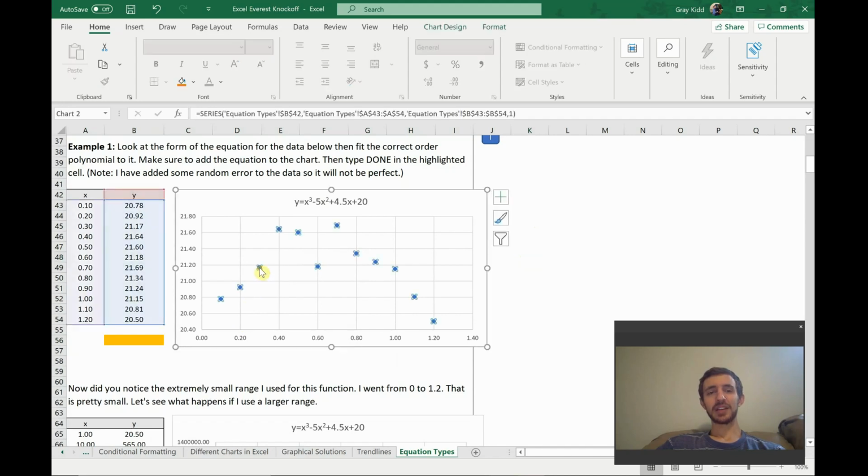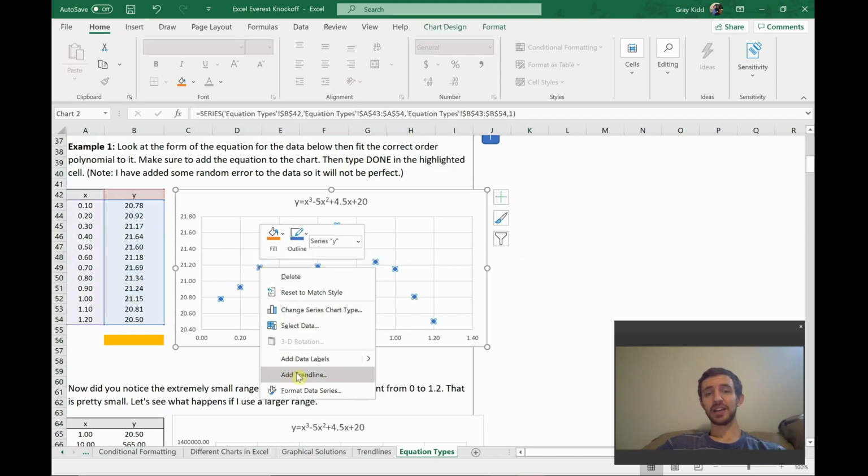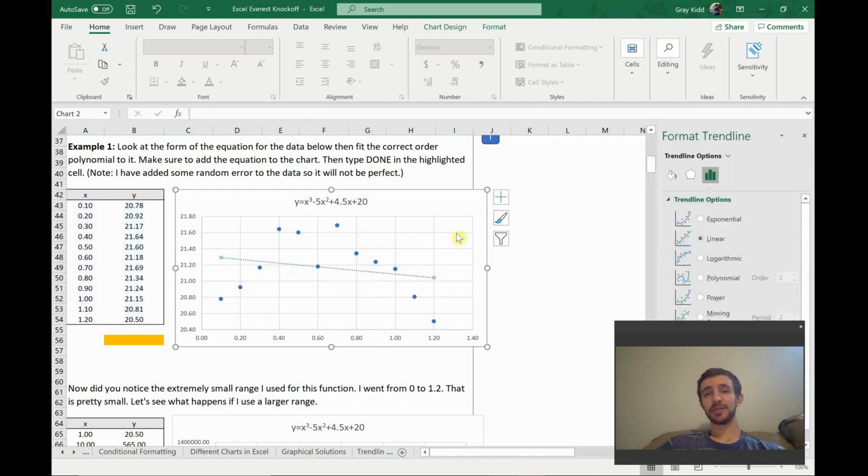Okay, so I click my data, it all got highlighted. I right click it, add trend line. Now if I look over here, currently I've got a linear fit. That's pretty horrible. But you can see that this is a third order polynomial. I've got x cubed right here. So I look around, trend line options, and there it is, polynomial.